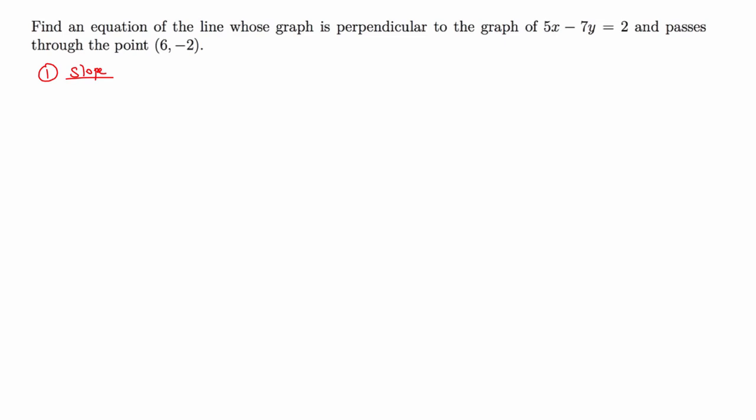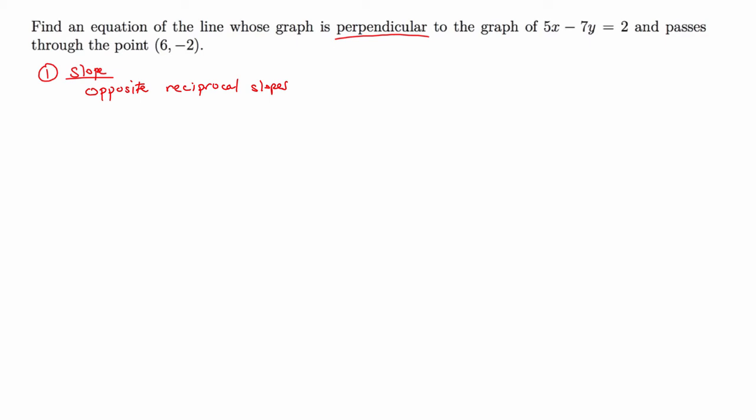To find the slope of our line, we need to either have 2 points with which we could calculate the slope, or we need to understand how the slopes of perpendicular lines are related. We should be familiar with the fact that perpendicular lines have opposite reciprocal slopes. So if I can find the slope of the line 5x minus 7y equals 2, I would then be able to find its opposite reciprocal slope and use that for our line.